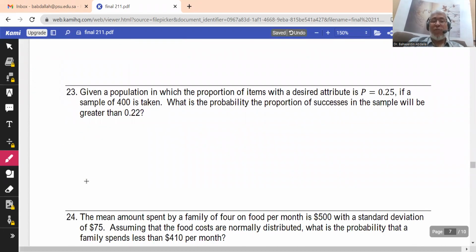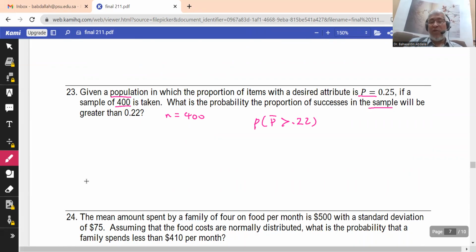Given a population in which the proportion of items with a desired attribute is P. So this is the population proportion. If a sample of 400, so this is n, what is the probability that the proportion of successes, which is P bar in the sample, will be greater than 0.22? Now, this is the sample proportion. We change it to Z.